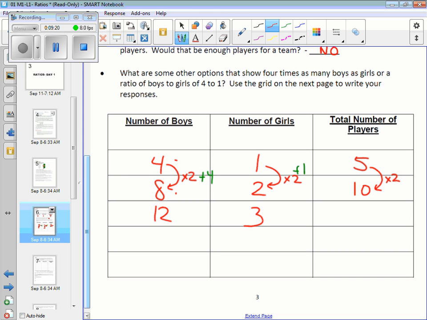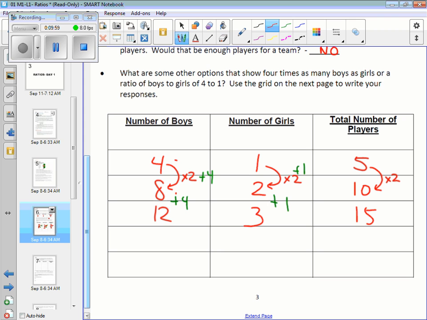Okay? If you take, look, ready? 1 times what makes 3, everybody? 1 times what makes 3? 3. Therefore, 4 times 3 is going to make that 12. Or, we're counting by 4s, we're counting by 1s. Okay, we're counting 8 plus 4, there's our plus 4 again, gets us 12. 2 plus 1 gets us our 3. How many total players? 15.